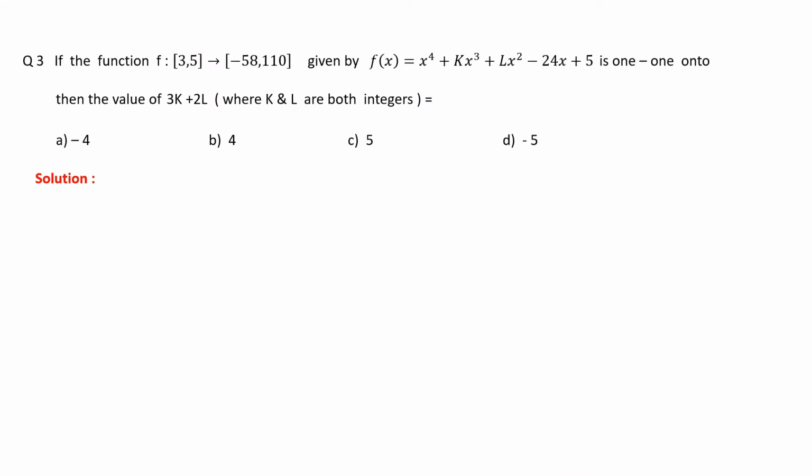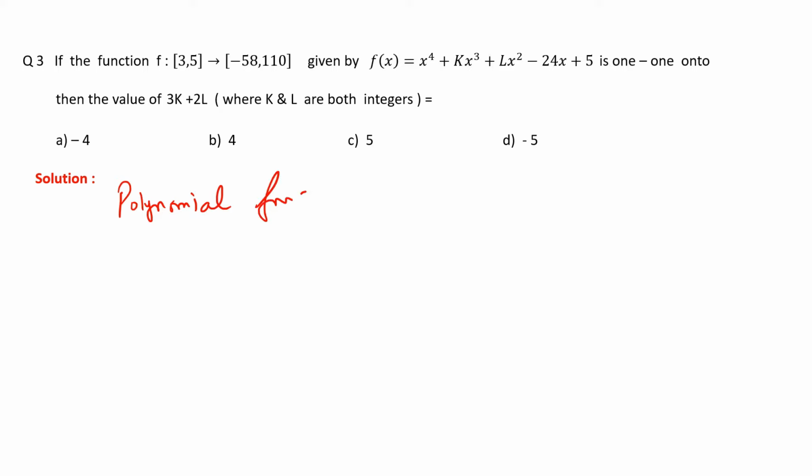Now students, this third problem is based on the concept of functions. The question says: if the function f: [3, 5] → [−58, 110], given by f(x) = x^4 + kx^3 + lx^2 − 24x + 5, is one-one onto, then we have to find the value of 3k + 2l, where both k and l are integers.